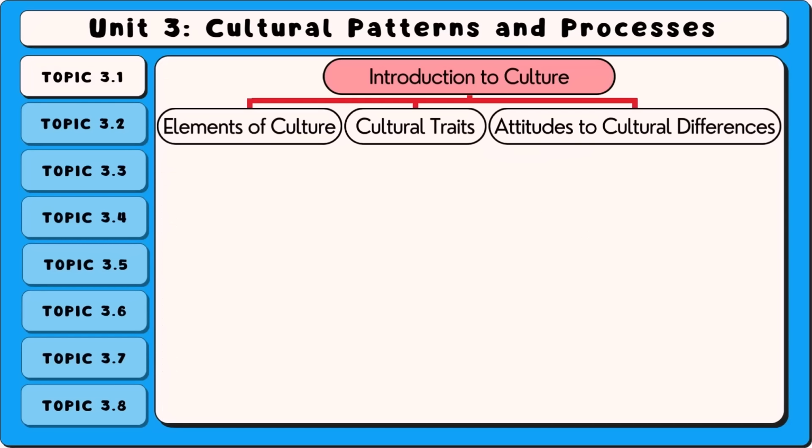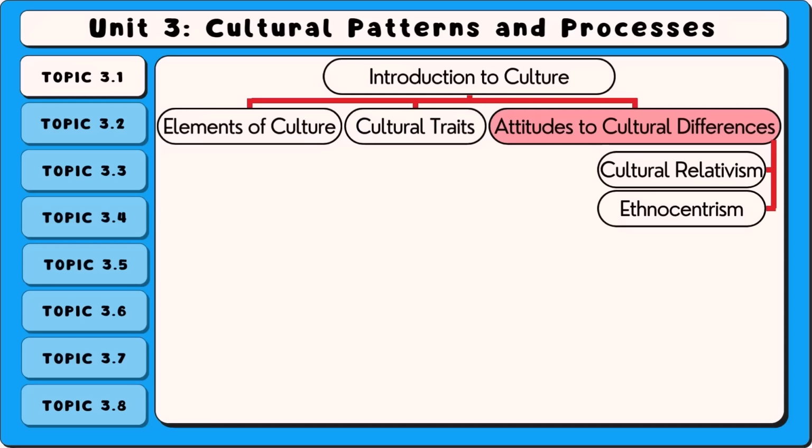In Topic 3.1, we will begin exploring the concept of culture, which is a core focus in human geography. First, we will define what culture is by looking at 4 key elements of culture. Second, we will describe some common cultural traits. Third, we'll learn about 2 important ways people think about cultural differences: cultural relativism and ethnocentrism.